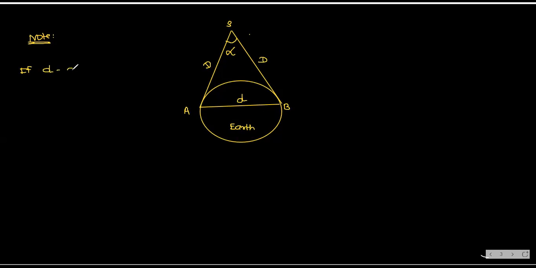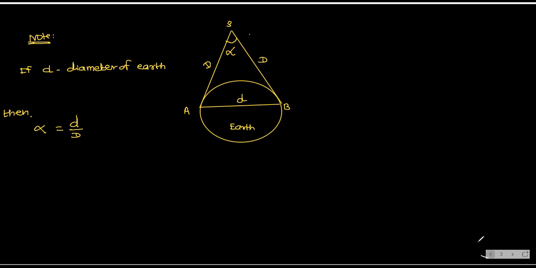If D is the diameter of the earth, then what will we get below? Alpha is equal to small d by capital D. Alpha is equal to small d by capital D in this case.